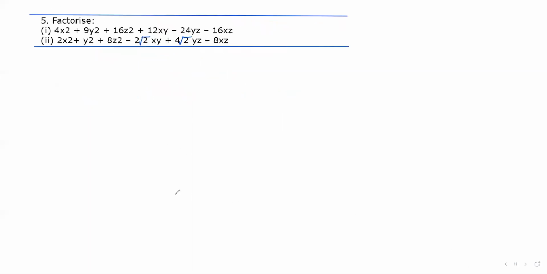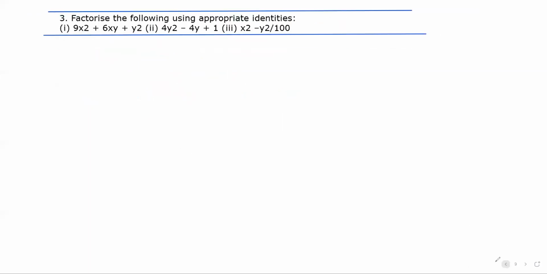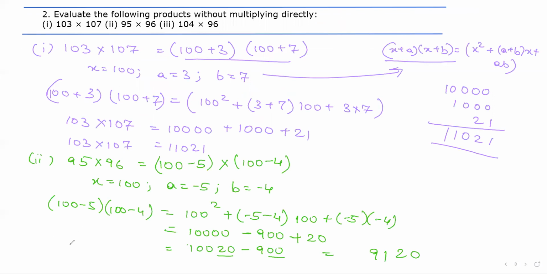The previous question also you will have to write after this. 95 multiplied by 96.